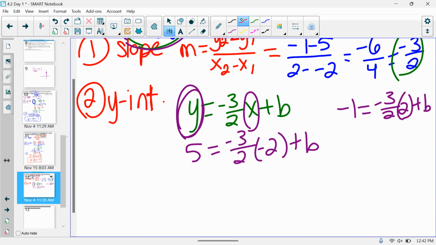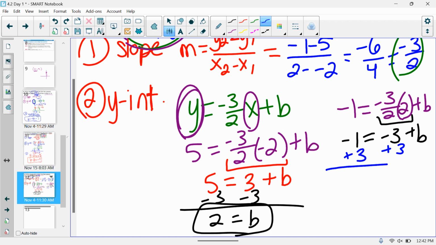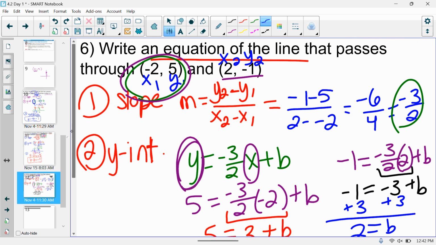So let's see, this one, negative 3 halves times negative 2. Somebody tell me when they have that. Kale? Good. And then we would just have to take away 3, right? So we're going to get 2 for b. So what if we had used the other point? Negative 3 halves times 2 would give us negative 3. But then we would have to add 3 to both sides to finish that. And guess what? Negative 1 plus 3 is 2. So see, it doesn't matter which point you pick as long as you use the same point.